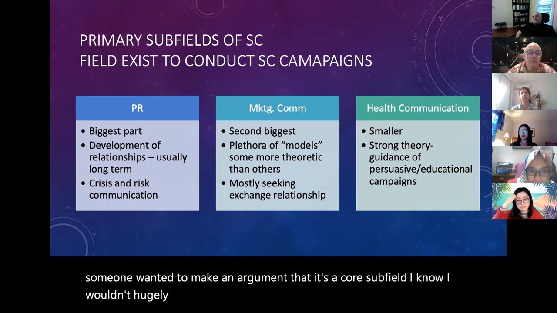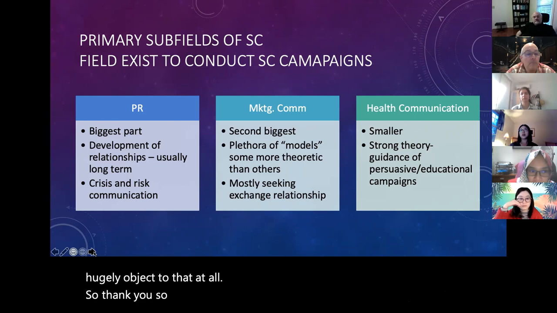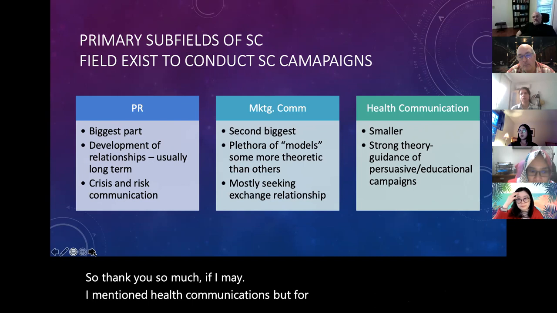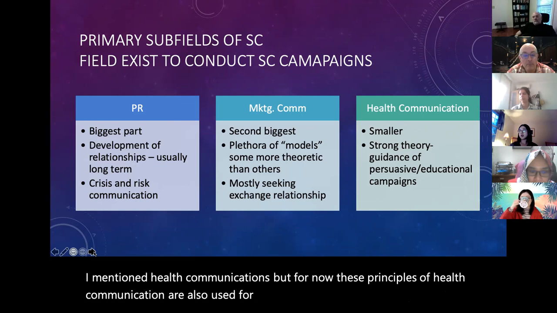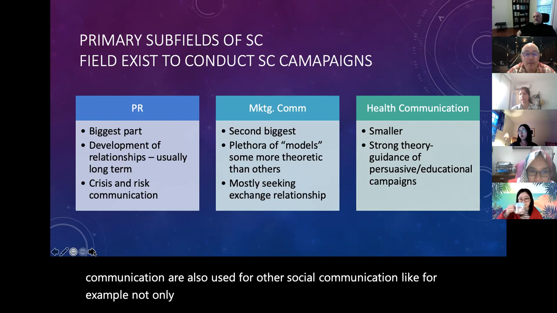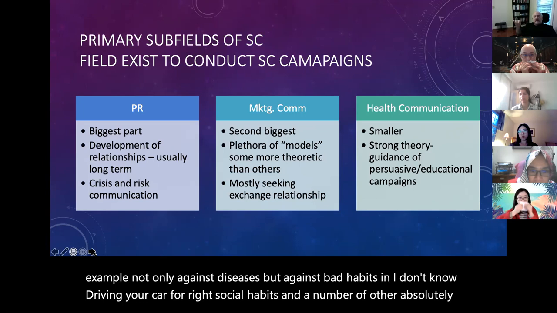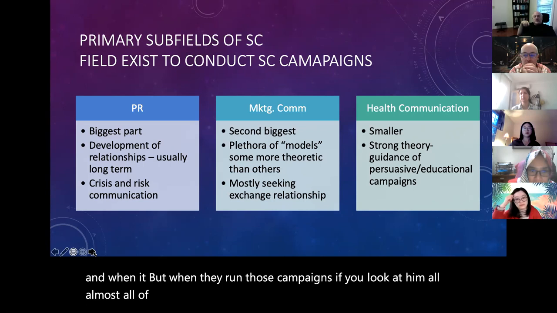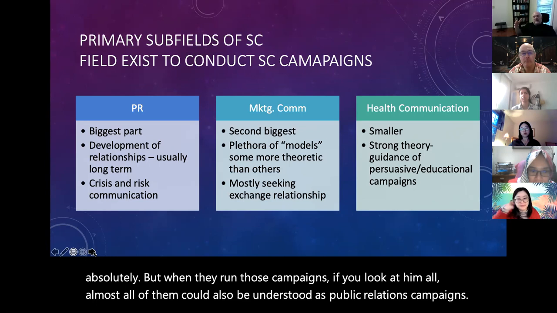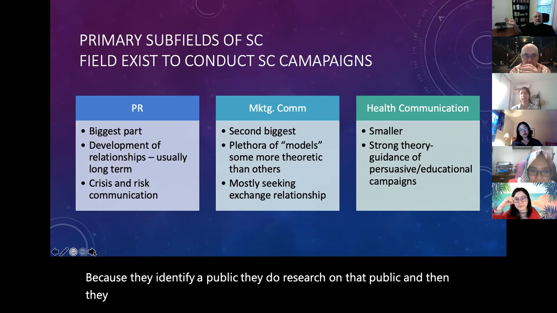Sure, thank you. If I may, you mentioned health communication, but these principles of health communication are also used for other social communications, for example, not only against diseases, but against bad habits like driving your car, social habits and a number of other things. Absolutely. When they run those campaigns, if you look at it, almost all of them could also be understood as public relations campaigns, because they identify a public, they do research on that public, and then they run a campaign to be persuasive.